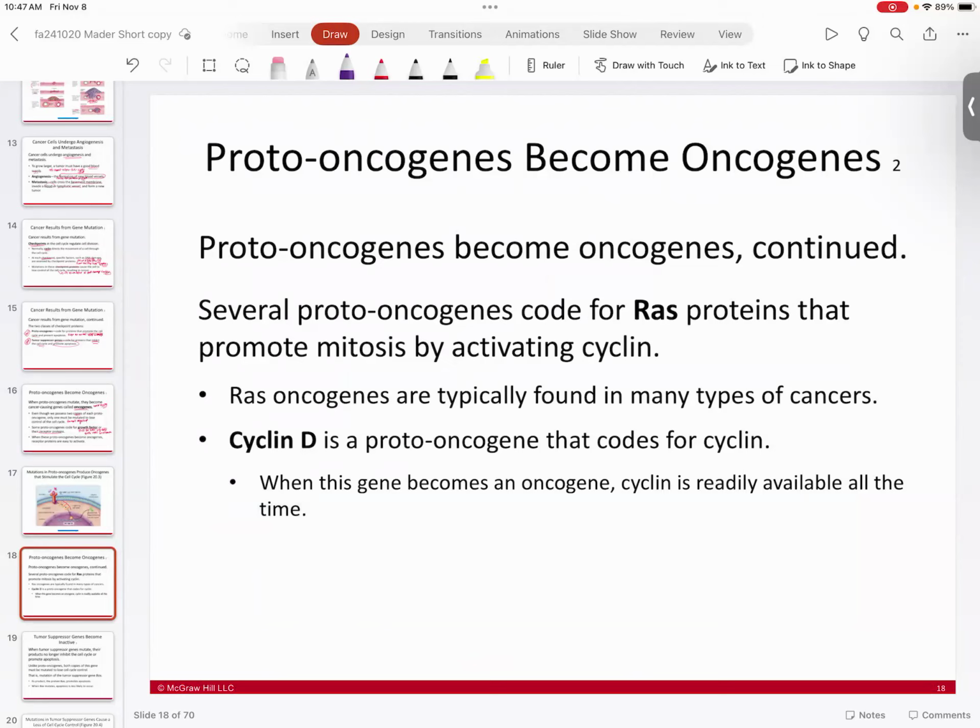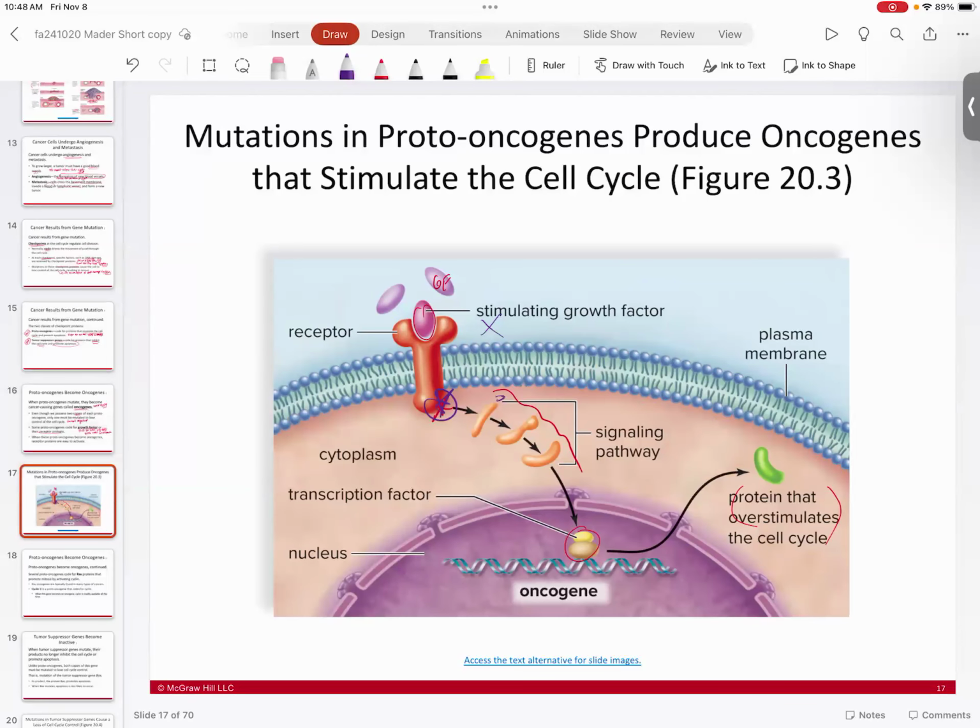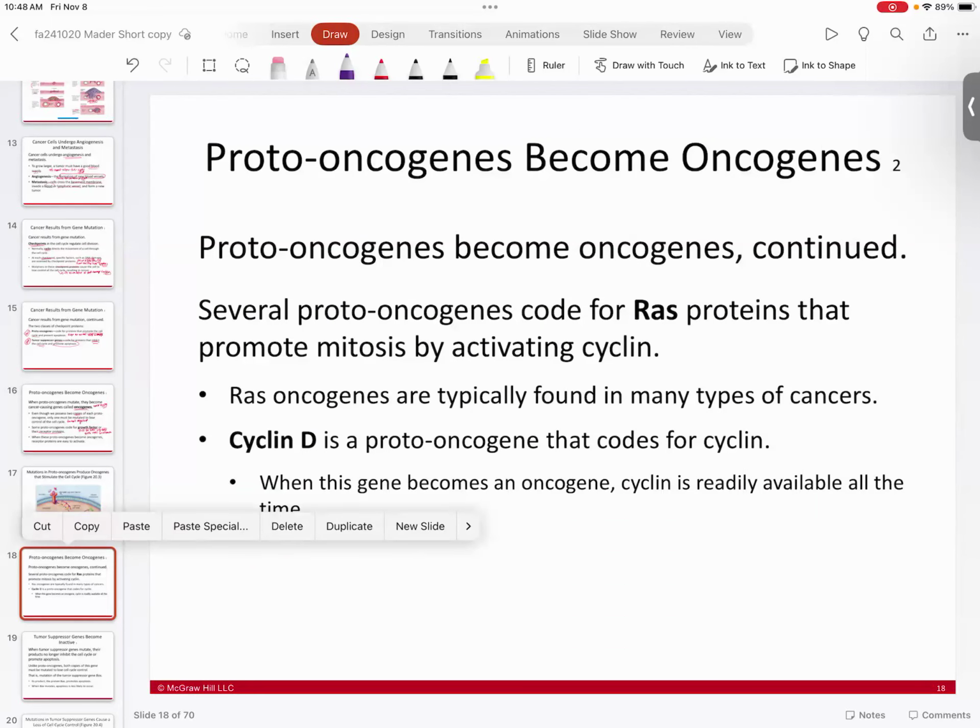So there's several proto-oncogenes that are in these signaling pathways. By the way, any of these will be sources for proto-oncogenes. So if they get stuck on, they could easily turn into oncogenes. So any kind of mutation in any one of these genes can create an oncogenic type of situation. And so one of the things we've found is that a lot of these proto-oncogenes will code for a protein called RAS. And RAS basically is a protein that promotes mitosis, and it activates cyclin, which remember is in control of the cell cycle.